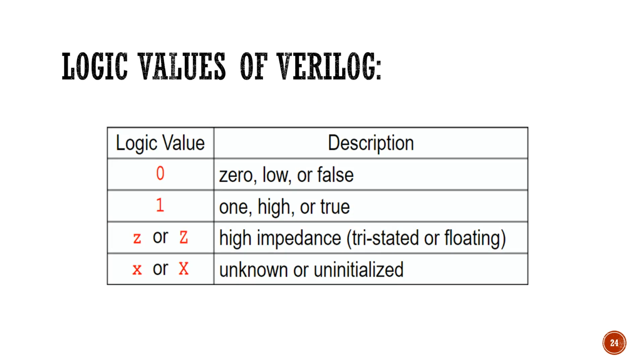To start with, the logic values of Verilog. There are four different logic levels: logic 0, logic 1, high impedance, and an unknown state. Logic 0 can also be used for denoting a low value or a false value. Similarly, logic 1 can be used for a high or true expression. High impedance is described using the notation Z, and an unknown condition is represented using X. These are the four logic values of Verilog.